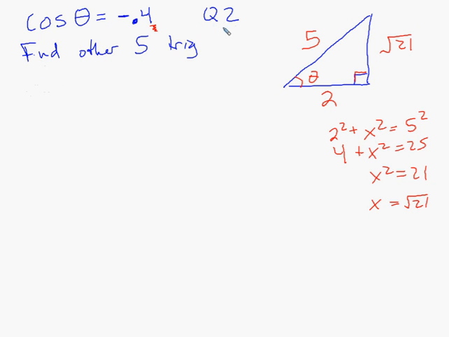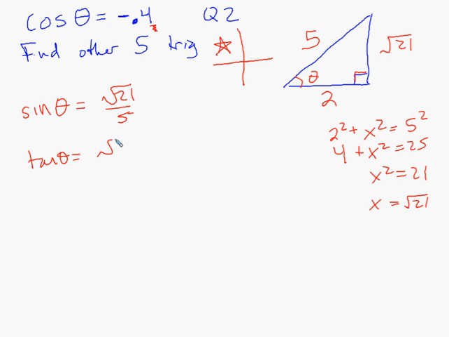Alright, so since I'm in quadrant 2, it might be helpful for you to think about this. If I'm in quadrant 2, I'm over here, put a big star there. Cosine's negative, sine is positive, and tangent is negative. Alright, so what's the sine of my angle? Yep. Alright, I already have cosine. What's the tangent of my angle? Yep, root 21 over 2.